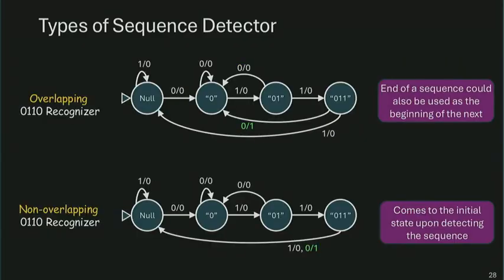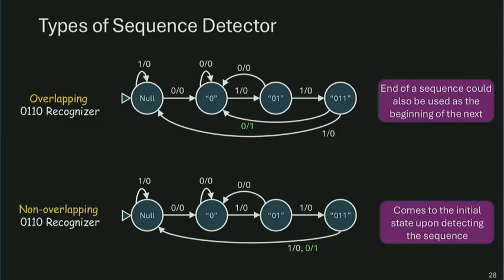And as it turns out, you can design a state machine or state diagram for each type of these recognizers. So here's a different example for a 0110 recognizer in overlapping and non-overlapping mode. They work pretty much the same for the forward pass. When you detect the 0110, so far, they work identically. The only difference is how we handle the overlapping scenario.